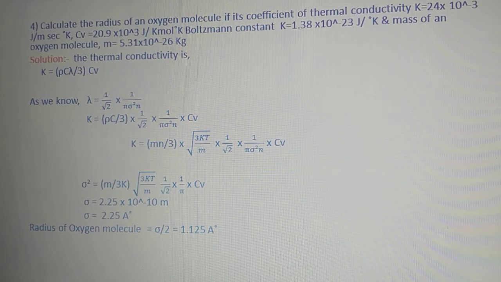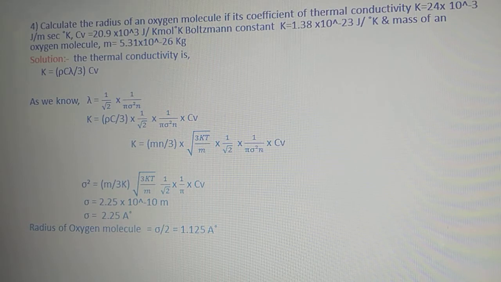Calculate the radius of an oxygen molecule if its coefficient of thermal conductivity K is equal to 24 into 10 to the power minus 3 joule per meter per second per degree Kelvin, and specific heat at constant volume is given, which is 20.9 into 10 to the power 3 joule per kilomole per Kelvin.